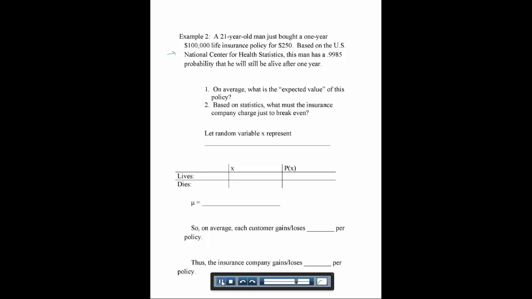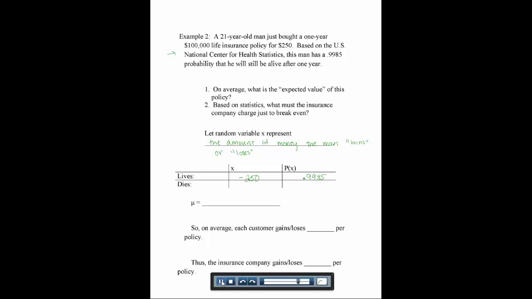So we're going to let the random variable be the amount of money the man, for lack of a better term, wins or loses. If he stays alive, he technically loses his money. And if he dies, he may win money, even though that's not a good thing. If he lives, the amount he's losing is what he paid for his premium, $250, and since this is losing, that's negative. We know from the problem that he has a 0.9985 probability of still being alive.